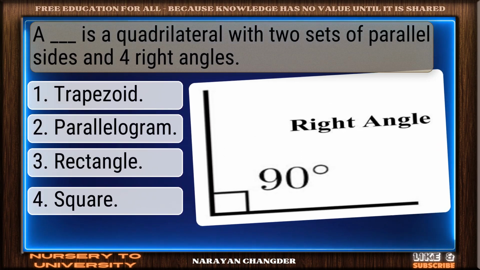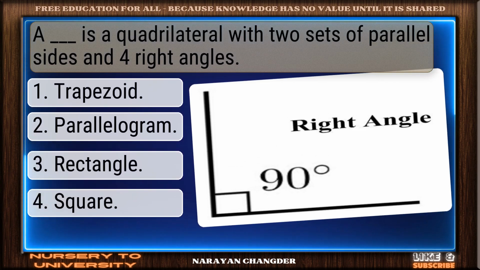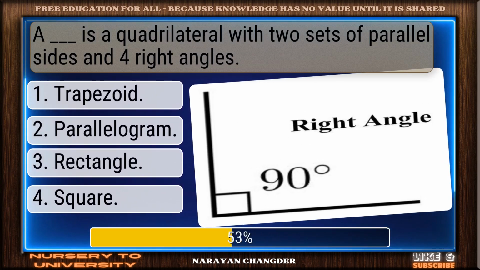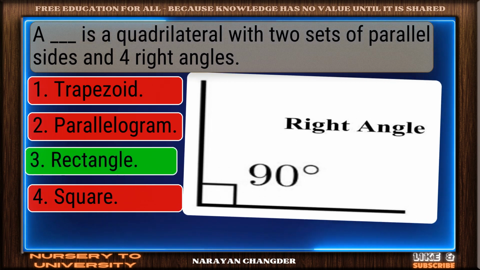Question number 6. A quadrilateral with 2 sets of parallel sides and 4 right angles. Valid point. Rectangle is true.